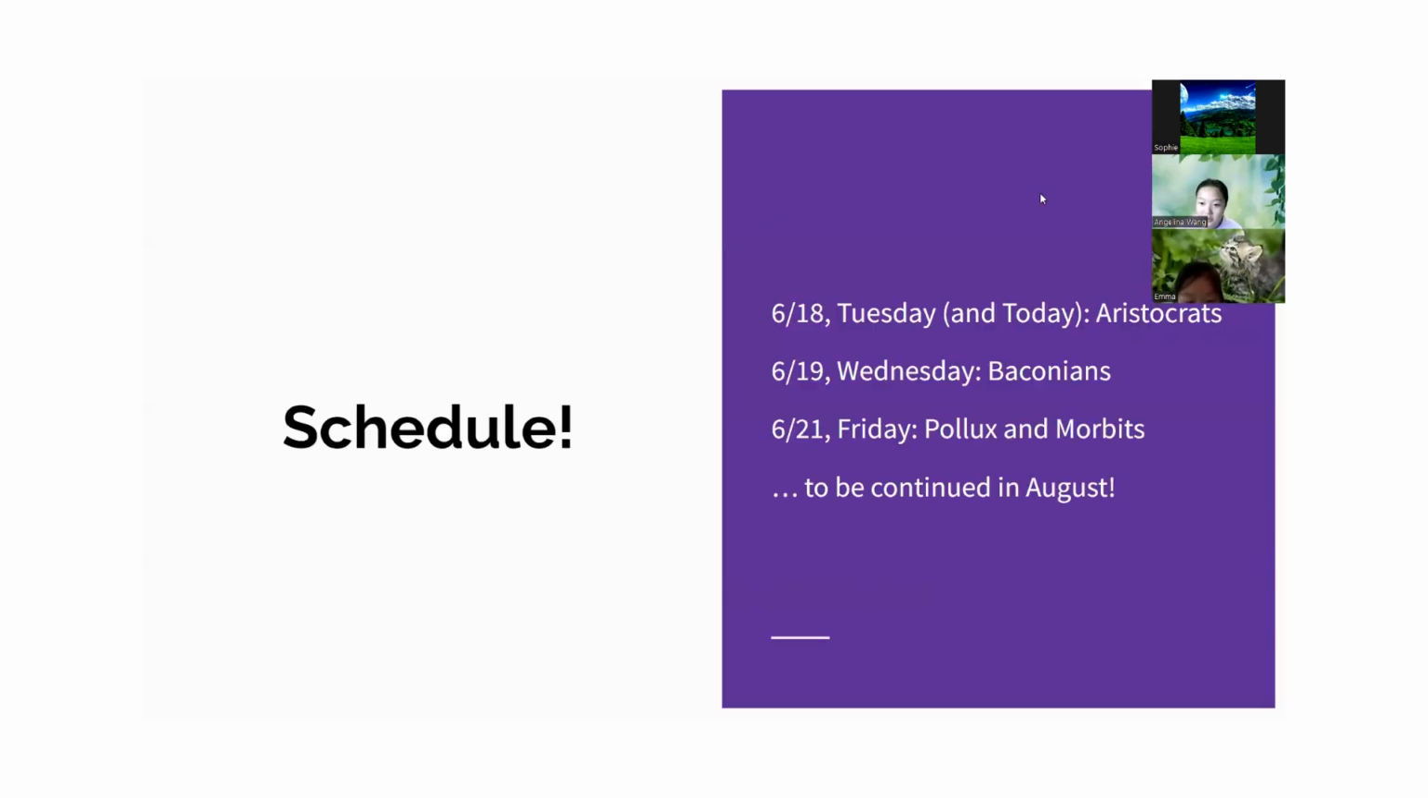So this is what our schedule is going to look like for the next 3 days in June, because it continues into August. Today we're going to be doing aristocrats. Then tomorrow we're going to be moving on to Baconians. And then on Friday we'll start Pollux and Morbit ciphers. Just a very rough schedule.